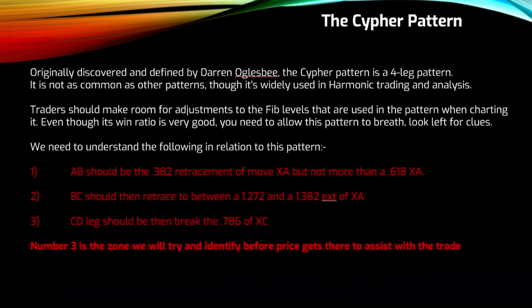So number one, the A to B should be a minimum of a 382 and a maximum of a 618 retracement of the X to A. Number two, B to C should then retrace between a 127 and a 138 extension of X to A. And the C to D leg should break the 786 of X to C.